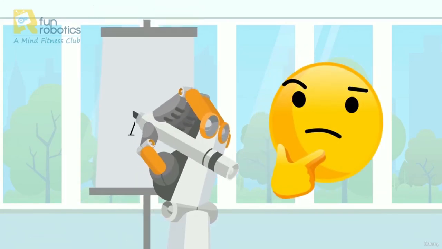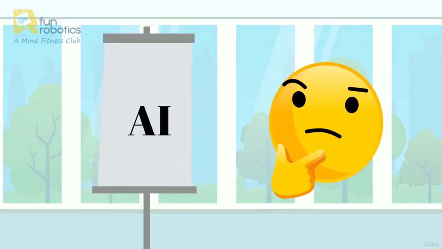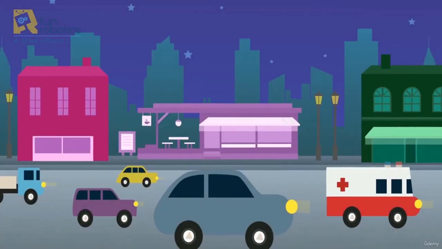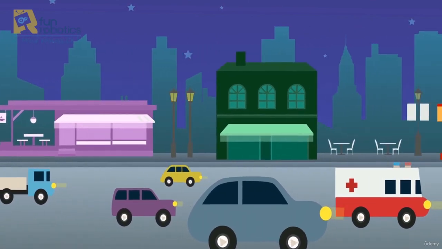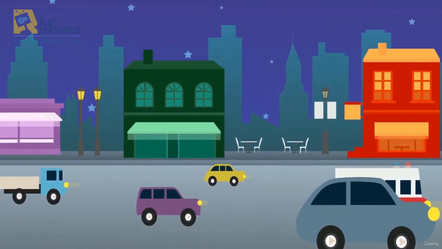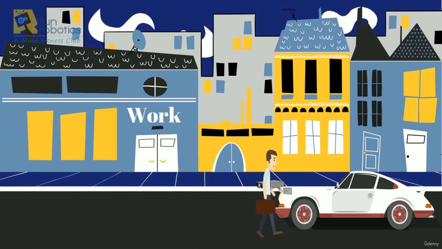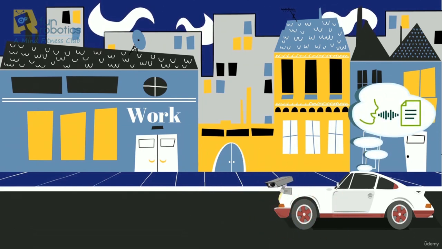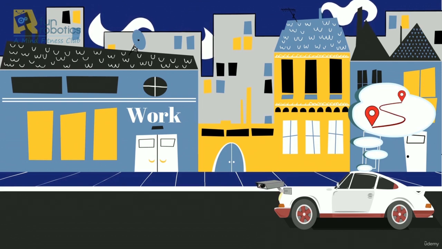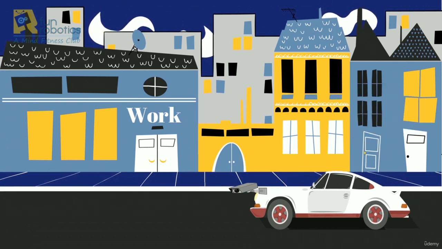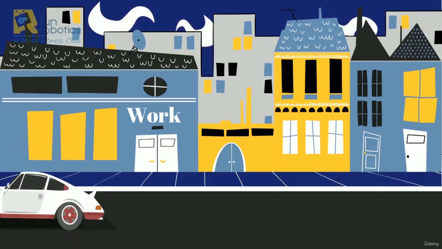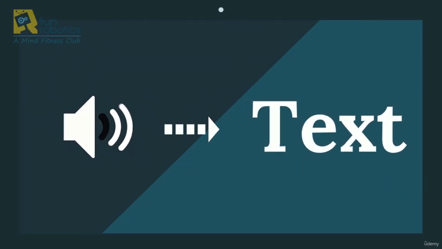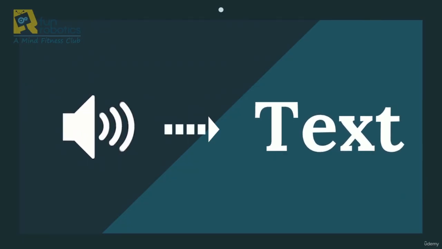To understand artificial intelligence or AI, let's take this example. Imagine that you are in a self-driving car and you want to go from work to home. You will ask the car verbally to take you home. The car will convert your speech to text, then analyze the text to understand your destination and start moving toward it. This process is called speech processing and it's a big part of AI.